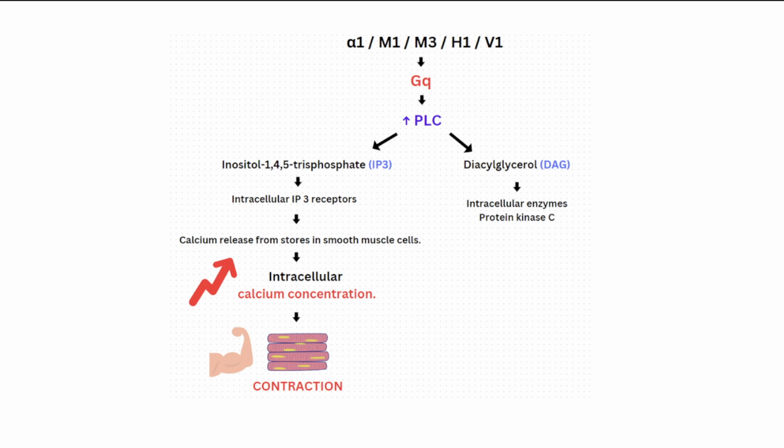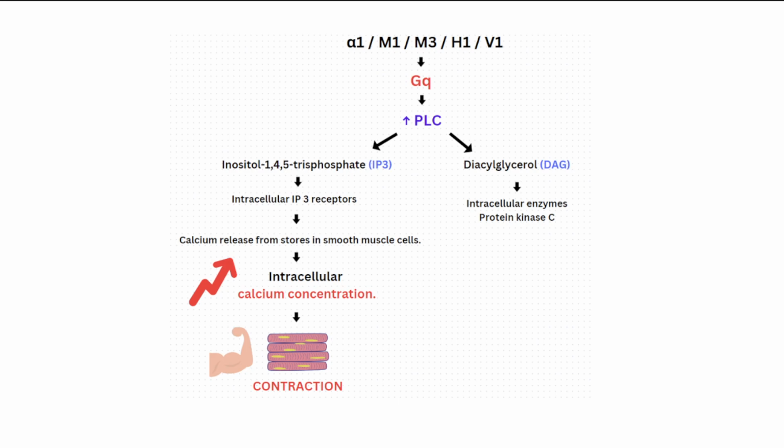So alpha 1 activation, whether it be alpha 1, M1, M3 (muscarinic 1 or muscarinic 3), or histamine 1, etc., or vasopressin 1, will lead to activation of GQ coupled receptor, leading to increase in the phospholipase, leading to conversion into the inositol triphosphate and diacyl glycerol. Inositol triphosphate leads to increase in intracellular IP3 receptor activation, leading to calcium release from the sarcoplasmic reticulum, and this will lead to increased cardiac contraction.